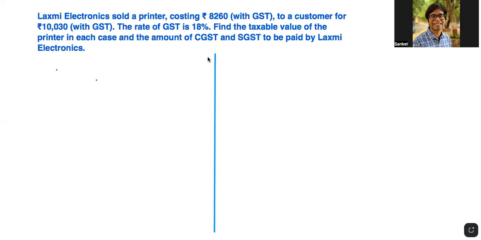Hello everyone. So our problem for today is: Lakshmi Electronics sold a printer costing rupees 8,260 with GST to a customer for rupees 10,030 with GST. The rate of GST is given as 18%. The first thing I spot over here is that the value is given with GST. That means it's the total value.